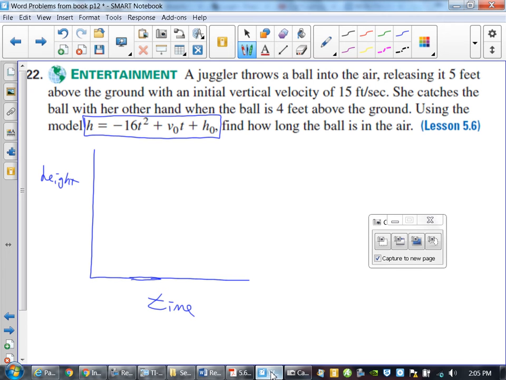Now, when you read a problem like this, it's telling you that the juggler is throwing a ball into the air, releasing it 5 feet above the ground with an initial velocity of 15 feet per second. I have given you guys that formula in the past. I haven't had you guys write it out. So you guys would have been given some height equals negative 16t squared plus 15t plus 5.